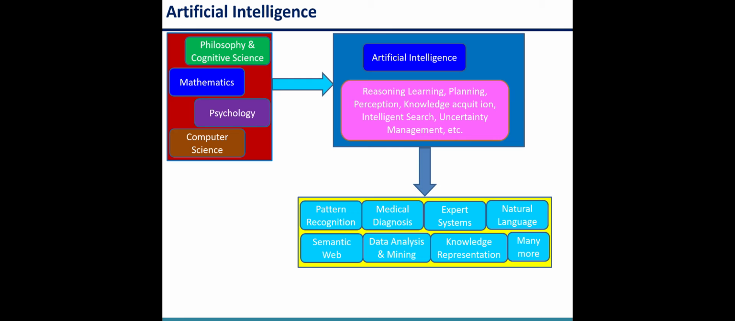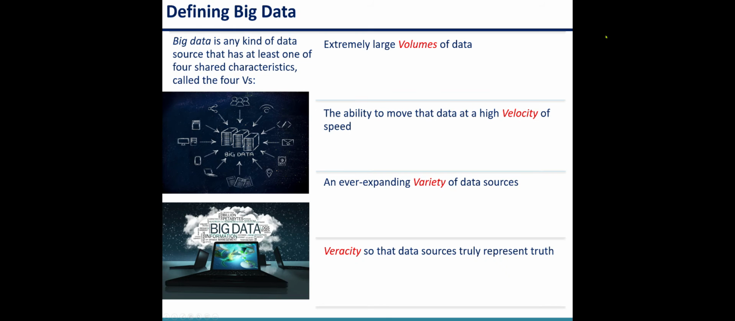Maybe you have heard the word big data, right? Big data means a huge amount of data stored somewhere. Big data is any kind of data source that has at least one of four shared characteristics, called the 4V's: volume, extremely large volumes of data; velocity, the ability to move data at high speed; variety, an ever-expanding variety of data sources; and veracity, whether the data sources truly represent the truth.